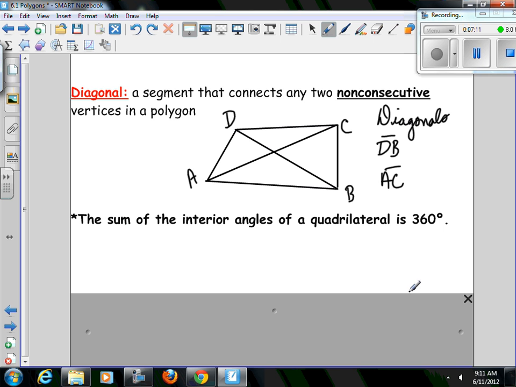And here's something that we're going to be using. The sum of the interior angles of a quadrilateral is 360 degrees. We knew that the sum of the angles in a triangle was 180. We've talked about that. But in a four-sided figure, in a quadrilateral, the sum of the angles is 360 degrees.